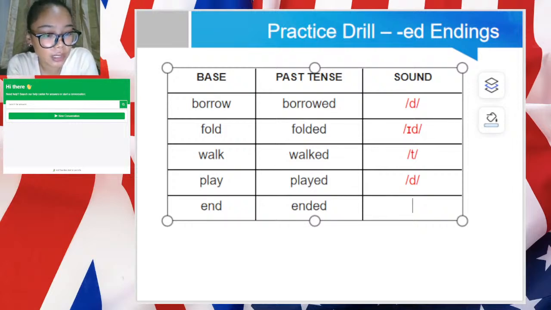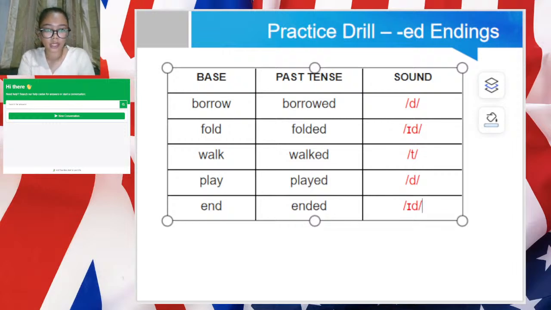End becomes ended. What was the rule when we add a syllable for those words that have a t or d sound at the last letter? That is rule number three. And how do you pronounce the ed suffix here? You pronounce it as id, just like the second one. Id. Let me copy it for you. All right. That's how you pronounce this past tense of the word end. You say it as ended.